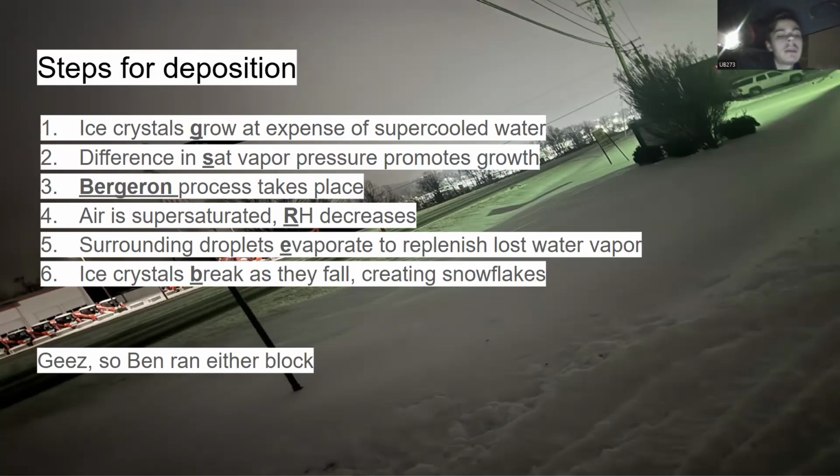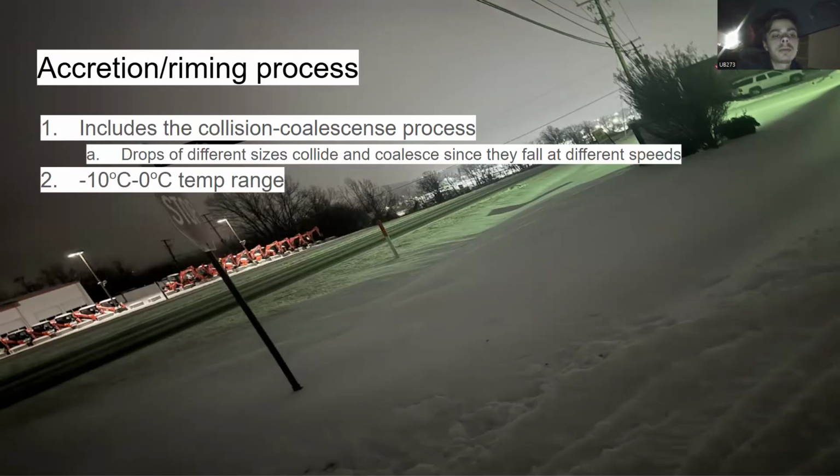Something to remember these steps is G's. So, Ben ran either block. That's kind of dumb, but that's the first thing I could think of. G's for grow, so for saturation vapor pressure, you can see, but that might help you remember.